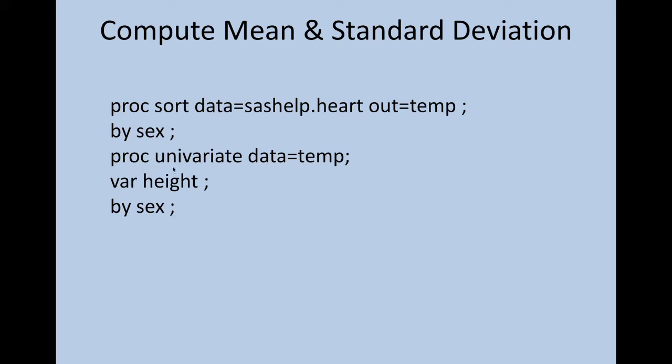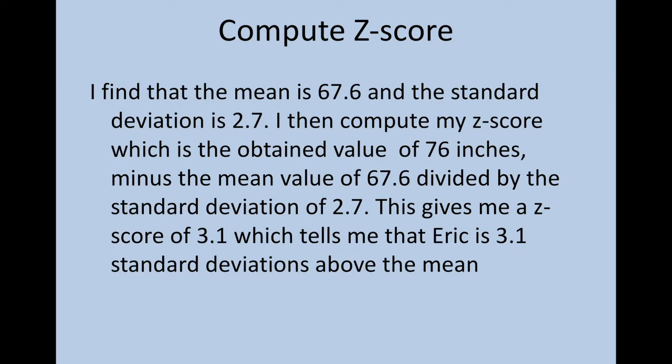So now I'm going to do a proc univariate, which gives me univariate statistics on that. So proc univariate, data equals temp, var height, because the only variable in the dataset I want the univariate statistics for is height, by sex, because I want them for males and females separately. All right, so I look at those results, and I find that the mean height for the large number of men in that heart study is 67.6 inches, and the standard deviation is 2.7. So I'm going to take that as my population standard deviation and mean.